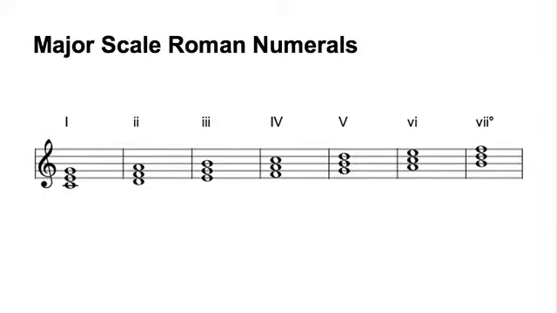And then 6 is A, C, and E. So A to C is a minor third, so that's a minor chord. In a major scale, that's always going to work the same way. You don't see a chord built on the 7th tone very often. They do exist, and those are diminished, which is a little bit weird. It's based on 2 minor thirds, so it's not a minor third and a major third, it's actually 2 minor thirds. So B to D is a minor third, and D to F is a minor third. Those are pretty uncommon, though.